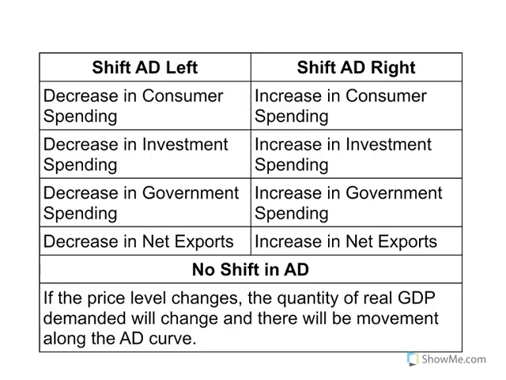The one thing that will not move aggregate demand, just like with market demand, is a change in the price level rather than the price. If the price level changes, the quantity of real GDP demanded will change, and there's going to be movement along the aggregate demand curve. So you've got to be very, very careful here that if there's a change in the price level, you move along the aggregate demand curve, just like if there was a change in the price, you would move along the market demand curve.